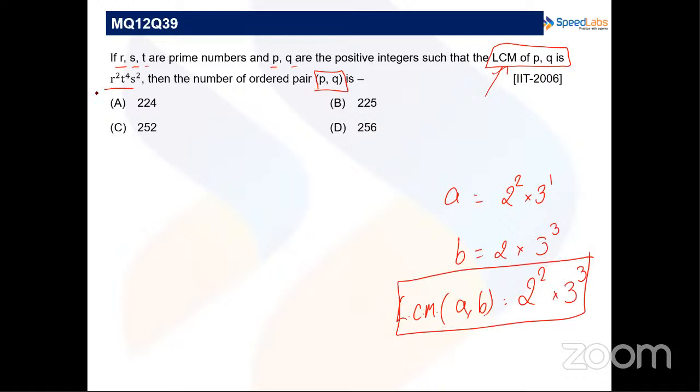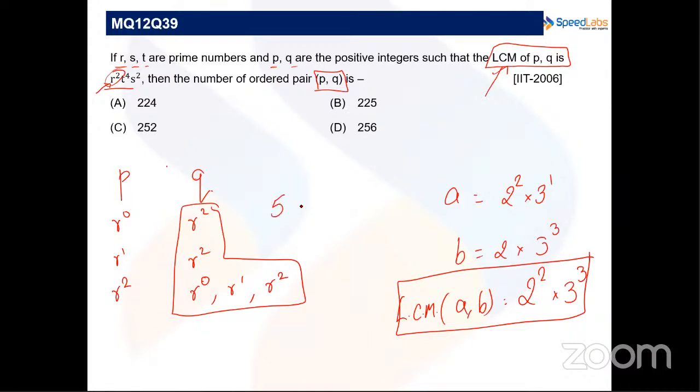So if we are having R square here, then we can say for P we are having the option if R to the power 0 is here, then Q should have R square. If P is having R to the power 1, then Q should have R square. If P is having R to the power 2, then Q can have the values 0, 1, 2. So these are the possible outcomes for R square. So how many outcomes are there? We are having 5 outcomes.